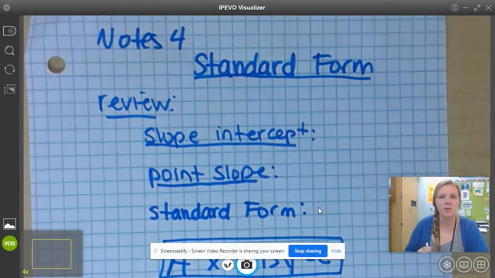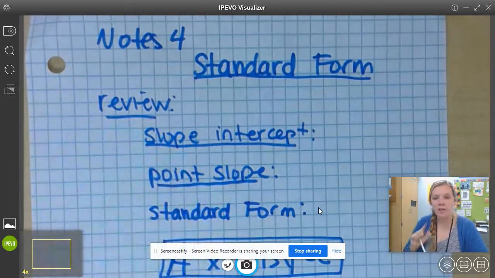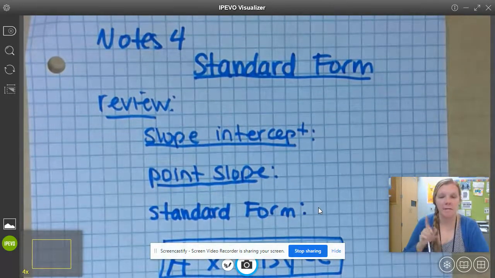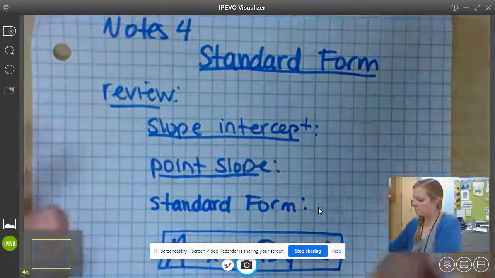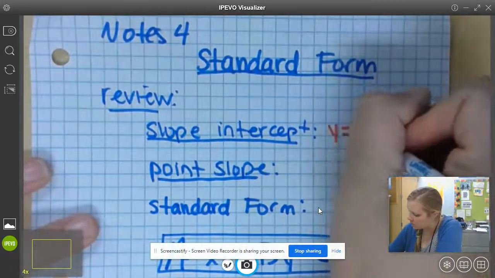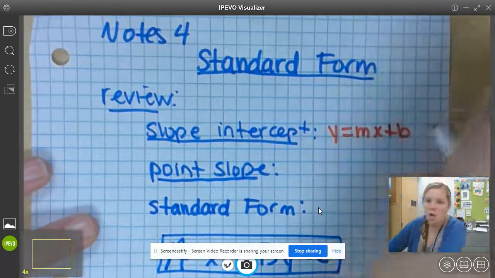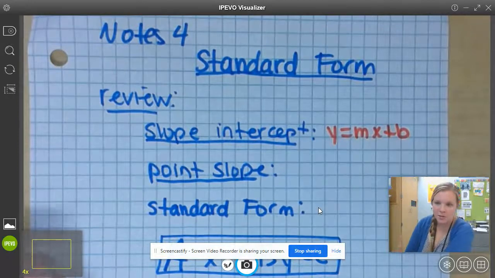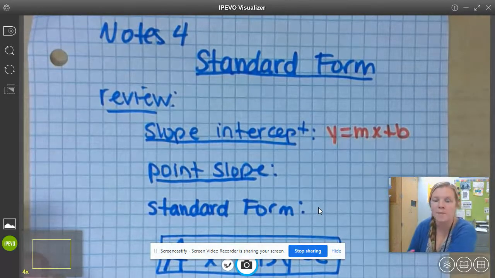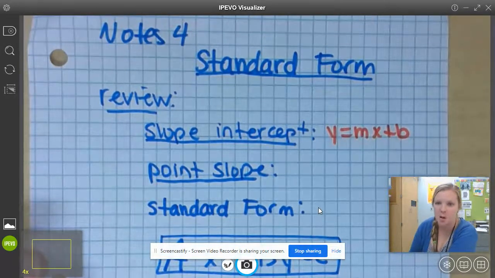Here we're going to take notes on the standard form of a line. Quick review, we've already learned how to graph a line that's in slope-intercept form and point-slope form. Quickly, just to remind you, slope-intercept form is y equals mx plus b, where m is the slope and b is the y-intercept. I'm telling you these equations over and over because you need to have them memorized. So I hope that me telling them to you over and over will help that. But it's important that you have these memorized.